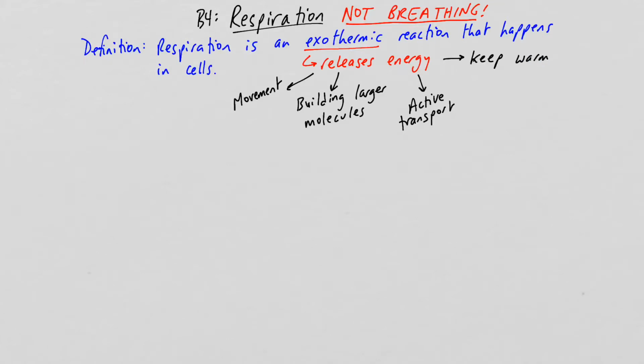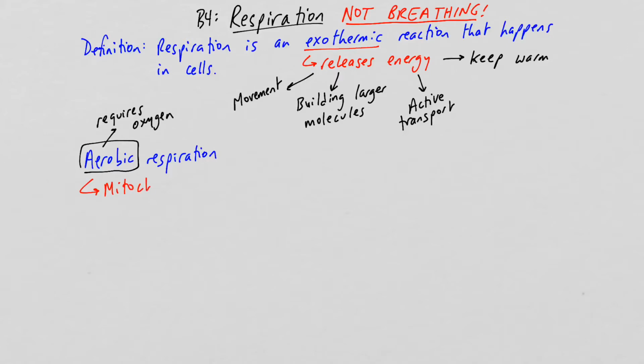There are two main types of respiration that we need to know about for GCSE. The first is aerobic respiration. And when we see or hear the word aerobic respiration, we want to focus in that this means that it requires oxygen. Aerobic respiration occurs in the mitochondria.